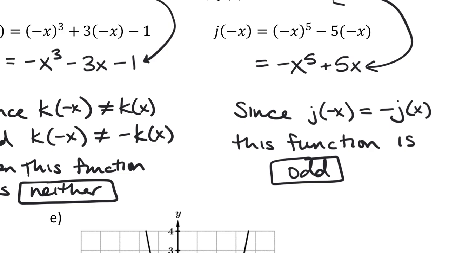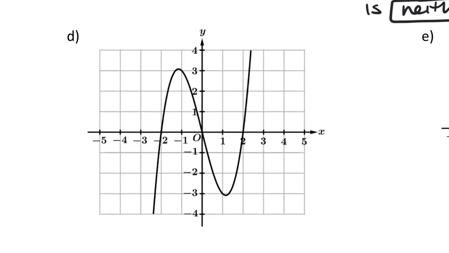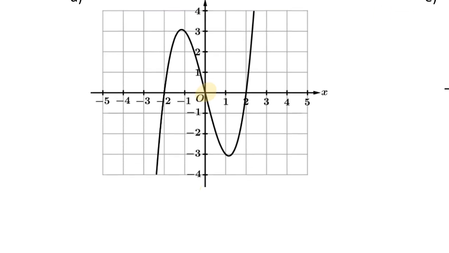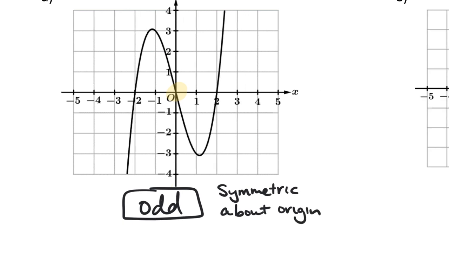Okay. Now, it gets a little bit easier when it's a visual question, right? If it's giving you a graph, we don't have to plug in negative x. We can just look. I like to do process of elimination. So does this have symmetry over the y-axis? No. Okay, so get rid of that. Does this have symmetry about the origin? Yeah, you can spin this and one side would be exactly equal to the other. So that means that this one is odd. It is symmetric about the origin. Specifically, the origin is odd.